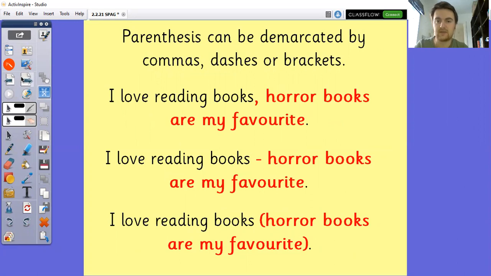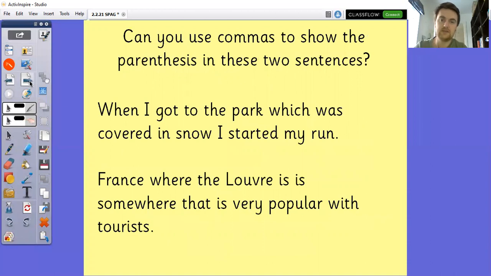You can see there again the difference between dashes, commas, and brackets when the parenthesis is at the end of a sentence. So with commas, if it's at the end of a sentence, we would only need one comma. So can you use commas to show parenthesis in these two sentences? This is like your starter activity before the main one. This is at the top of your activity, but I'm going to show you how to do this one as well. And then for the next ones, you are going to work independently.